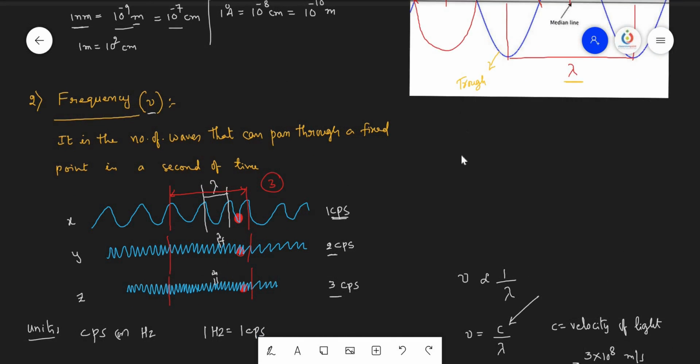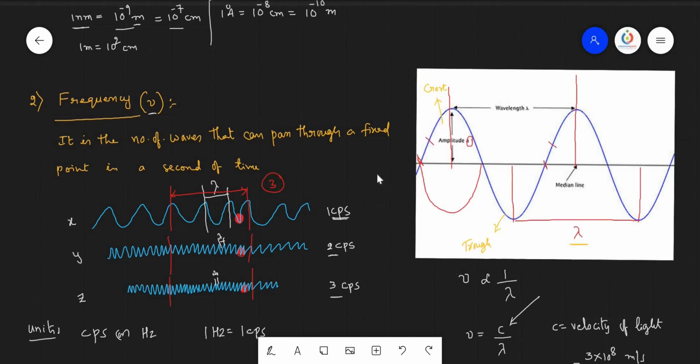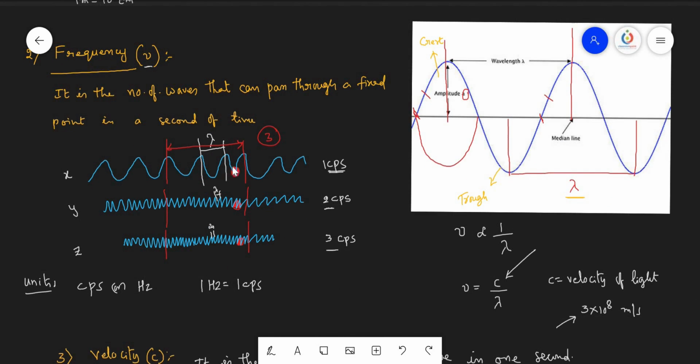Let us see the frequency. So, what does it mean by the frequency? Frequency is nothing but the number of waves that can pass through a fixed point in a unit of time. See, you take the three different points. These red colored dots represent the point. Let's take three different waves, x, y, z. So, x radiation is coming like this, and y radiation wave is like this, and z radiation wave is like this. In the case of the first x wave, only one wave is passed through the fixed point in 1 second of time. So, that wave is called 1 cycle per second, because one wave means one complete cycle.